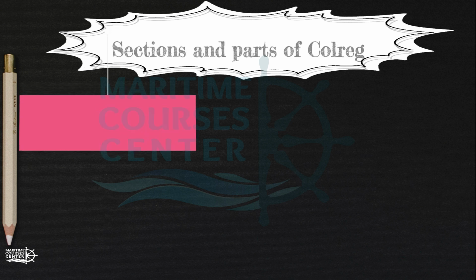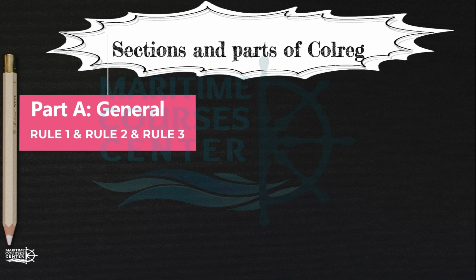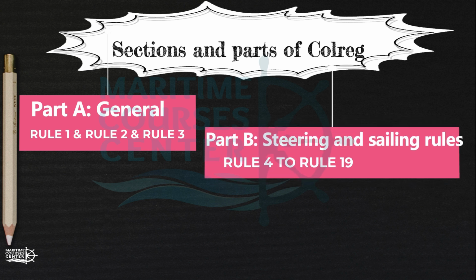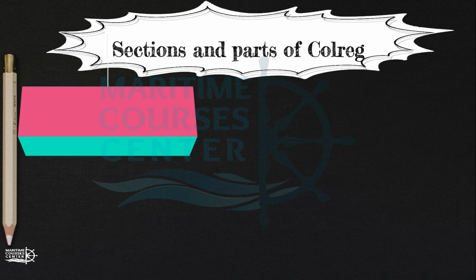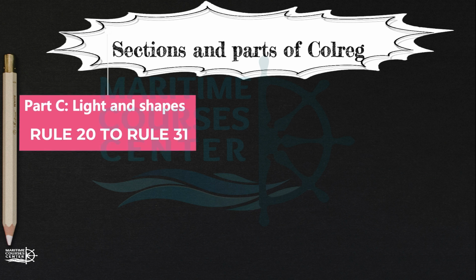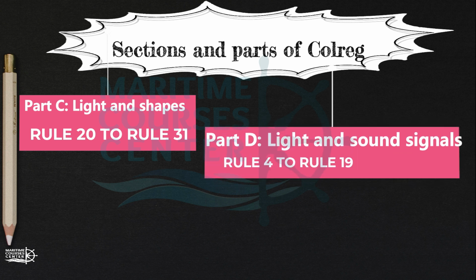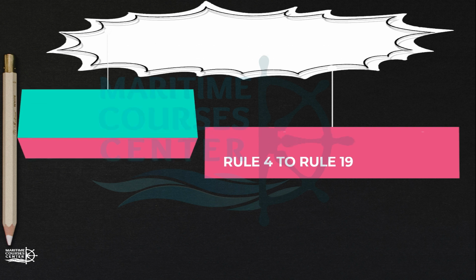Part A is general, and it goes from rule number 1 to rule number 3. Part B, steering and sailing rules, from rule number 4 to rule number 19. Part C, lights and shapes. It goes from rule number 20 to rule number 31. And finally, Part D, light and sound signals.